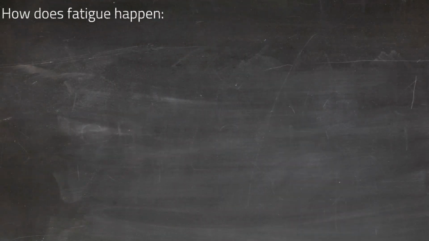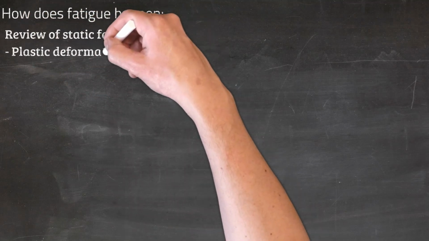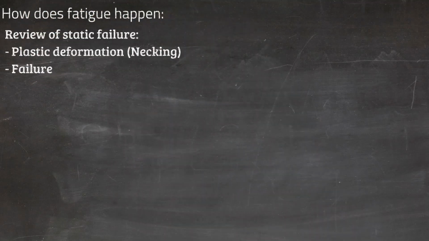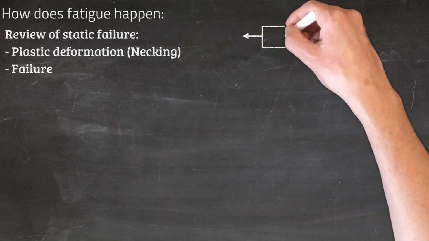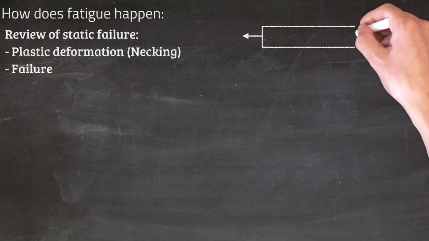Now, let's look at fatigue in more detail and understand the mechanism of fatigue failure. To understand fatigue failure better, let's quickly review the static load failure of a ductile material. A tensile test is used to obtain material characteristics and strengths. The material is loaded in tension with a slowly increasing force.